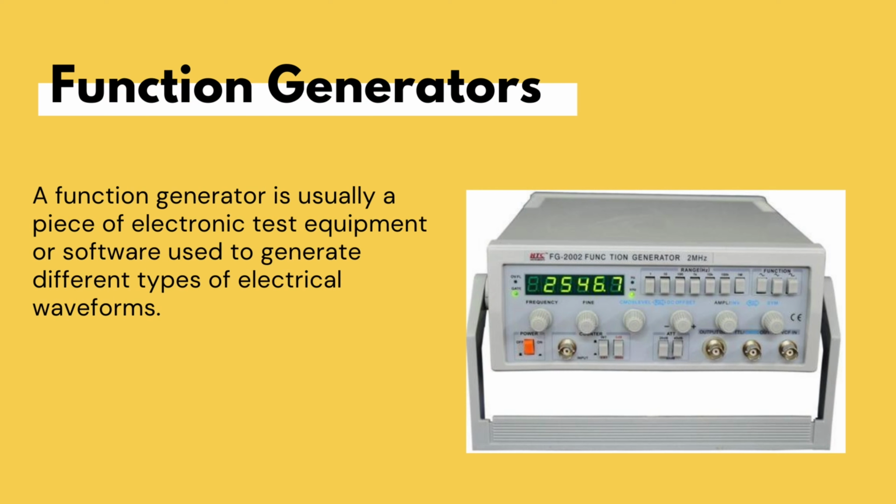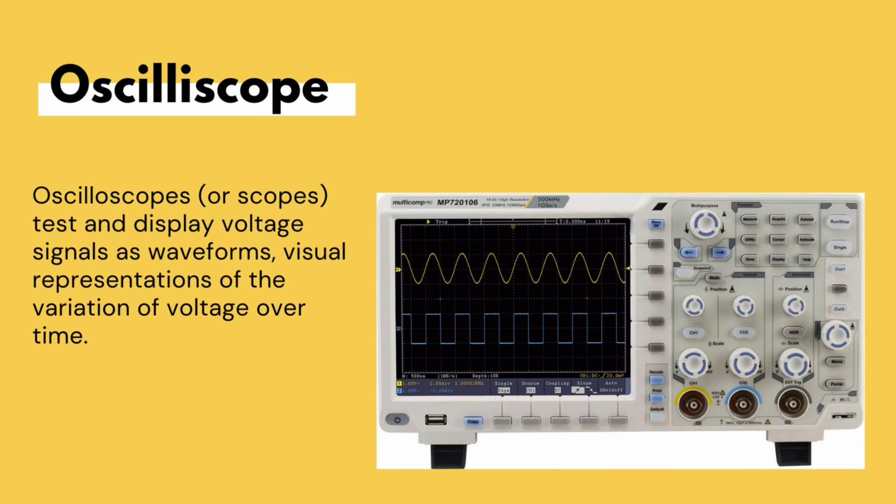Function generators are electronic test equipment or software used to generate different types of electrical waveforms, whether it's a sinusoidal waveform, a sawtooth, or even a square wave. And oscilloscopes are used to display voltage signals as waveforms.